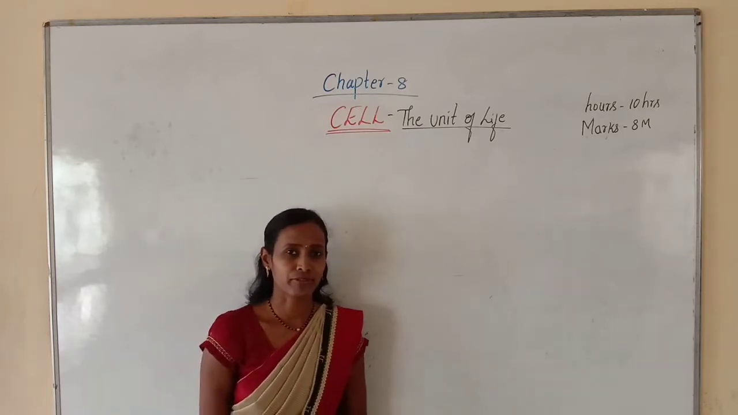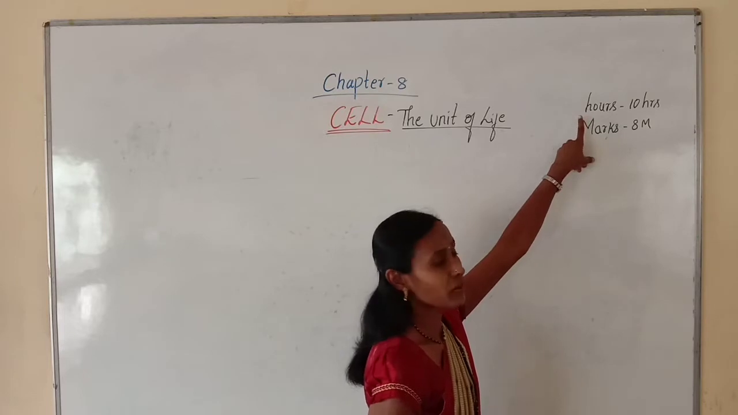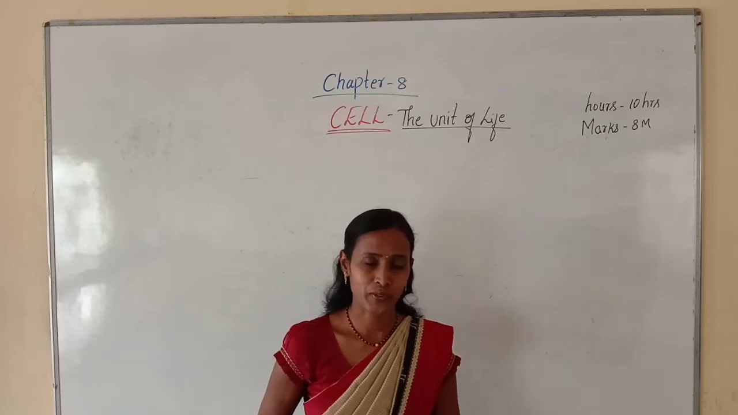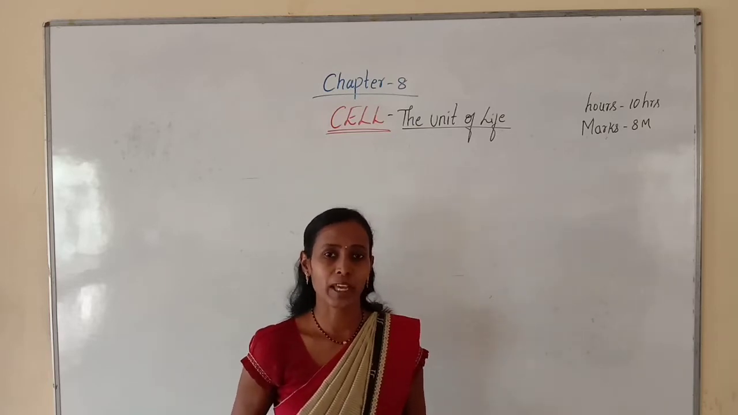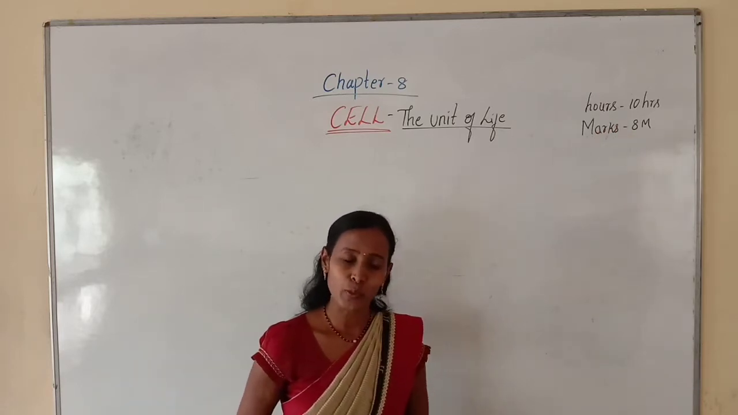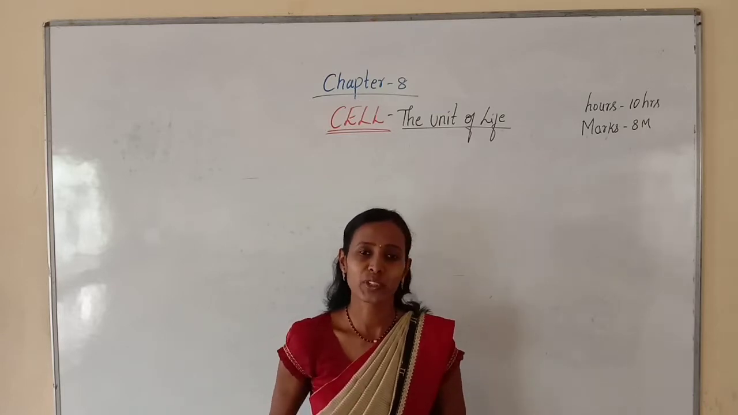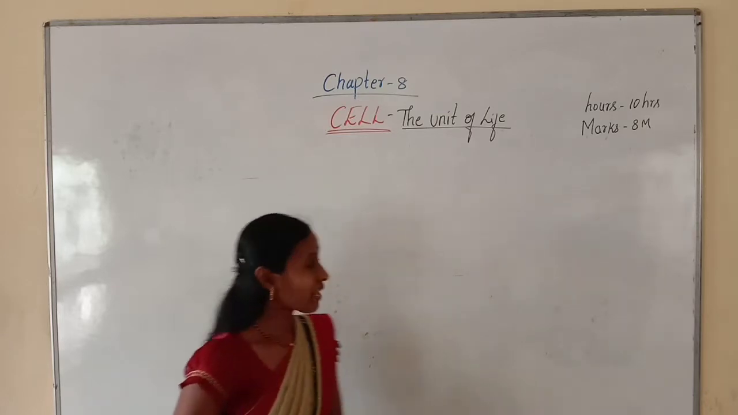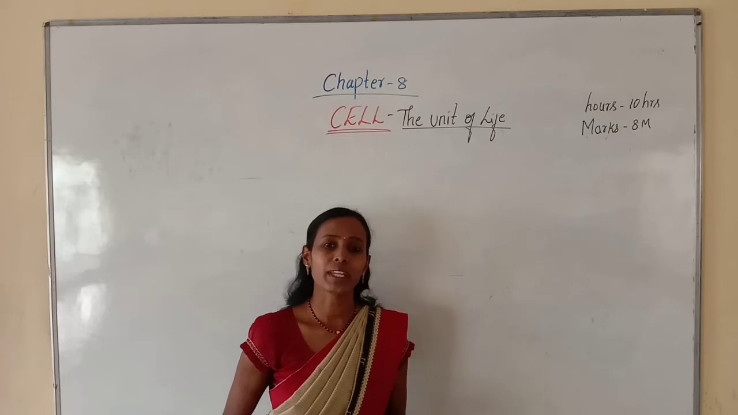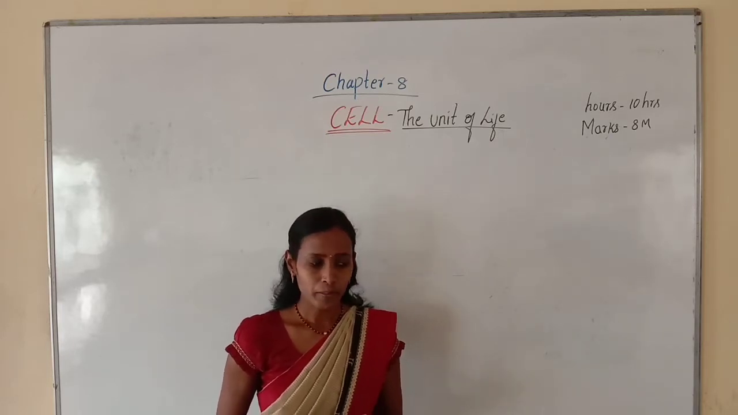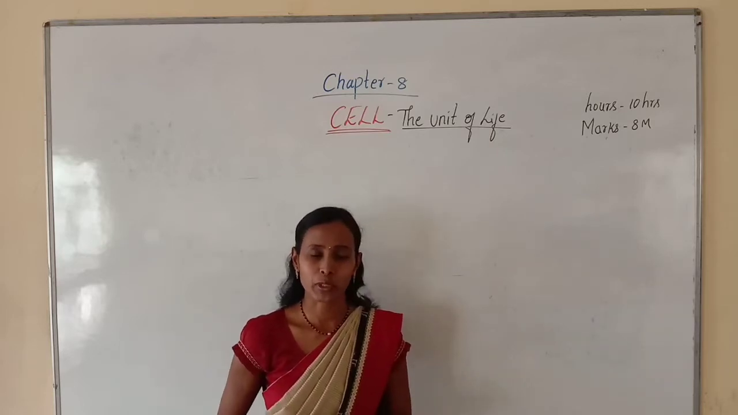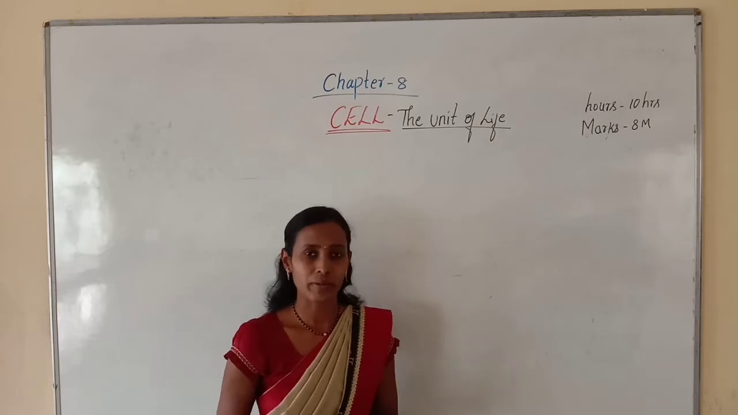Unit of life. So this is a 10 hours chapter, and from this chapter you can get 8 marks in your annual examination. So out of all the chapters in your biology syllabus, this is a 10 hours chapter and 8 marks carrying chapter. So we can say that it is one of the major chapters in your biology syllabus. And this chapter is very important, not only for your biology, it is very important for your life also. Because when we study the detailed aspects in this chapter, you will come to know why it is very important for your life. So this is very important.